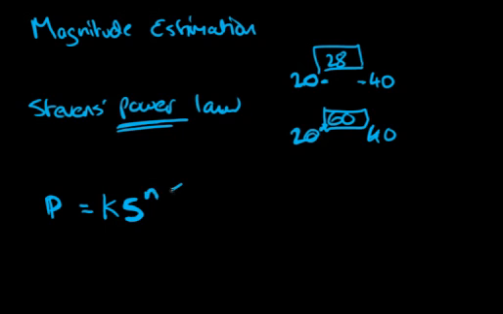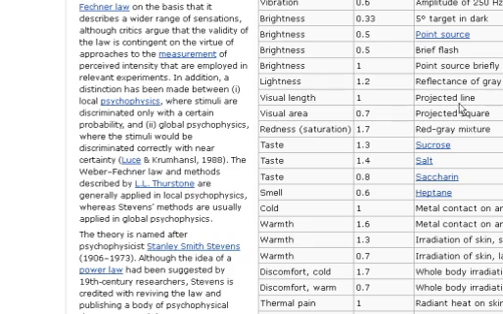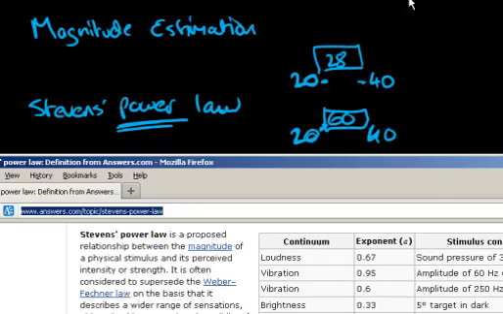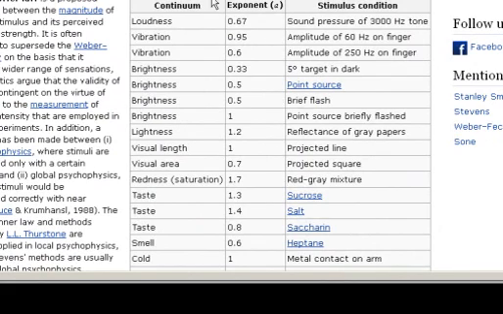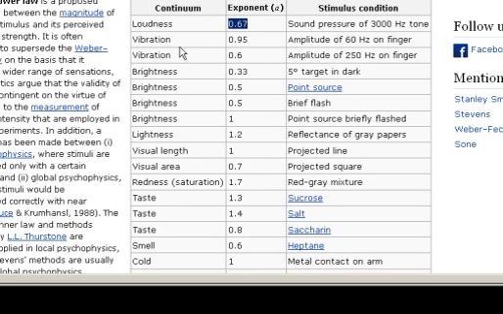And this exponent was the thing that Stevens uncovered as being different for the various senses. I think I have it open here on a web page. We could see here that for loudness, the exponent was 0.67. So you would do your equation and you would put 0.67 as n. For brightness, it would be 0.33, and so on.